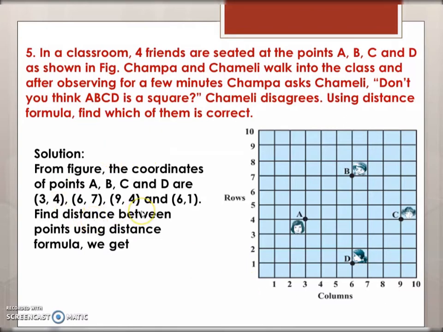For that, first identify the coordinates of the points A, B, C and D. The coordinates will be identified from the given graph or the given figure. So coordinates of the point A will be (3, 4). The x coordinate is 3 and the y coordinate is 4. The coordinate of the point B will be (6, 7). Coordinate of the point C will be (9, 4) and coordinate of the point D will be (6, 1). So these coordinates have to be noted down first from the given figure.